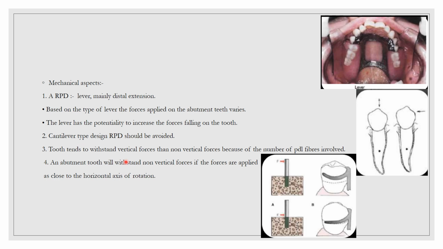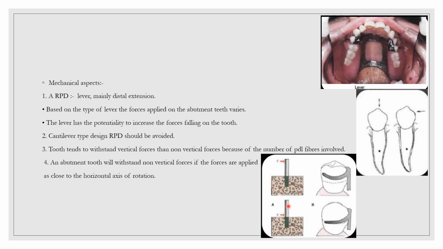A tooth tends to withstand vertical forces and non-vertical forces because of the number of PDL fibers involved. It will try to withstand and equalize the PDL forces. So you're supposed to design the prosthesis such that the forces are distributed evenly. That's why you have to design and include all the components properly wherever required. An abutment tooth will withstand non-vertical force if the force is applied close to the horizontal axis of rotation. If it is close to the axis, the force will be properly distributed and the tooth will be able to withstand it. If not, there will be a problem.